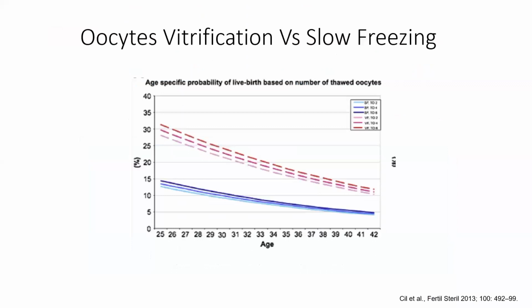Now, vitrification, as we just heard, is probably the method of choice for oocytes and embryos. As you can see here, the comparative study of take-home babies per number of thawed oocytes was double that of slow freezing at any age of the patient.